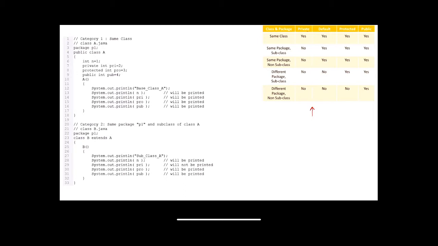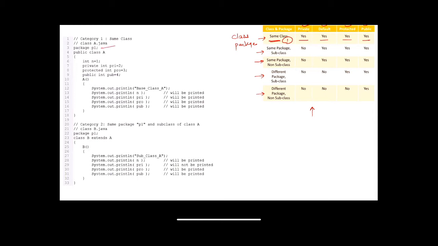This is basically a comparison table between different categories. The categories can be based on the type of class and type of package you have. Over here, we are going to discuss four categories of our access modifiers. So the first category: when I'm having a class and all the variables belong to the same class, then all the access modifiers will be easily accessed.